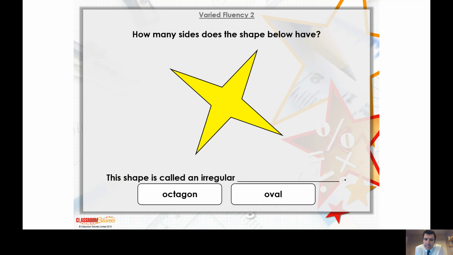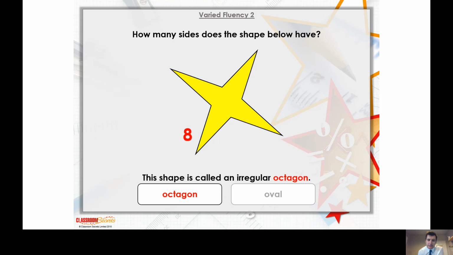Look at the angles and the lengths of the sides. Okie dokie, have a look at this big yellow shape. How many sides does that shape have, please? Okie dokie, guys. Hopefully you've counted now. It's 1, 2, 3, 4, 5, 6, 7, 8. Yes, well done, guys, if you've managed to spot that. And it's called an irregular octagon.